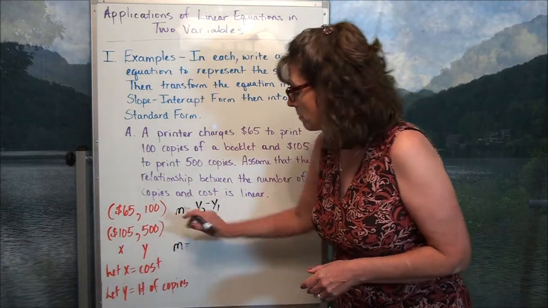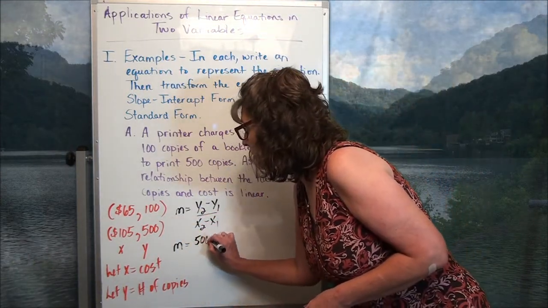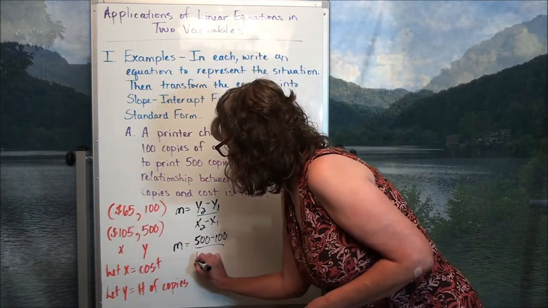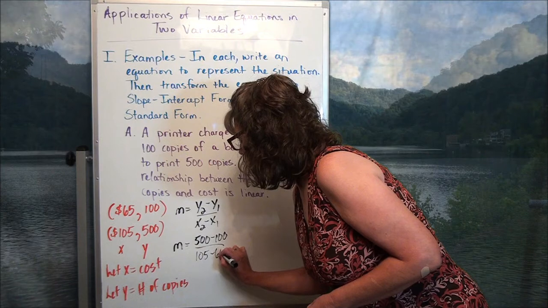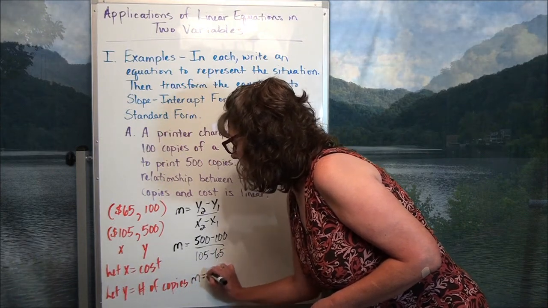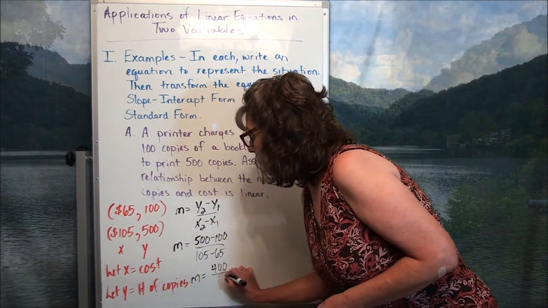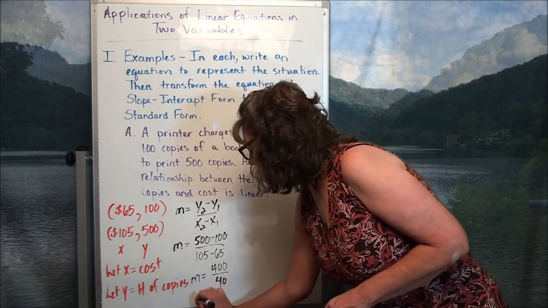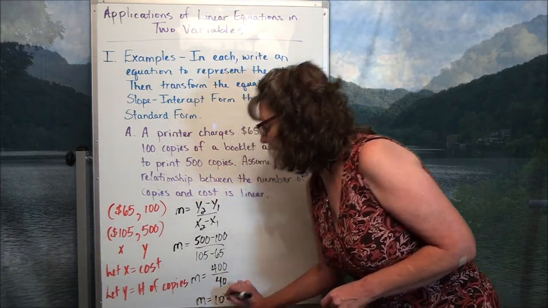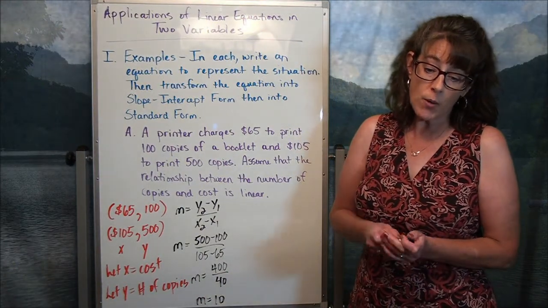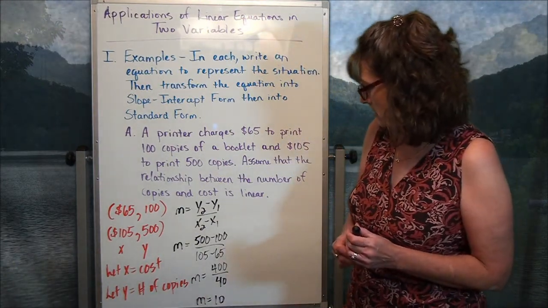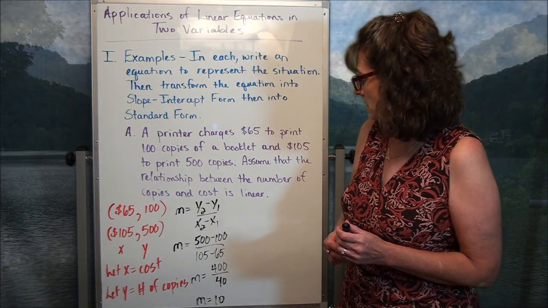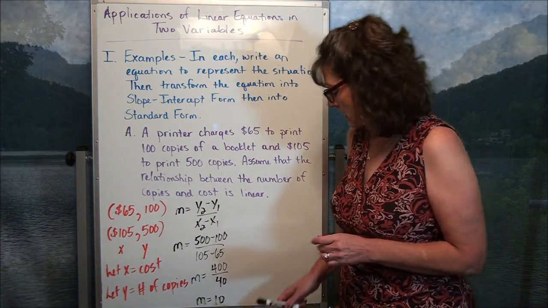I'm going to do 500 minus 100 because that's a little bit easier to work with. And then that means that I'm going to do 105 minus 65. Well, 500 minus 100 is 400, and 105 minus 65 is 40, giving me a slope of 10. So now, do I have that right? Yes, I do have that right.